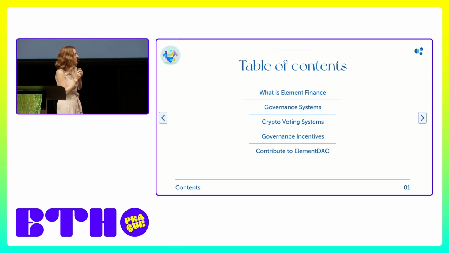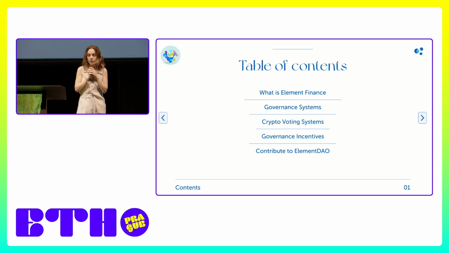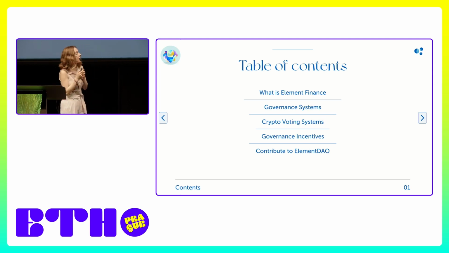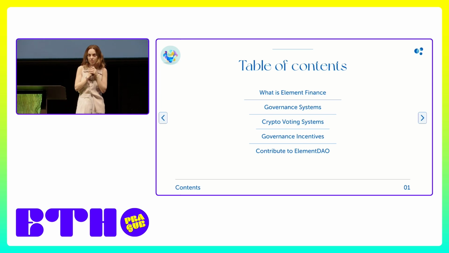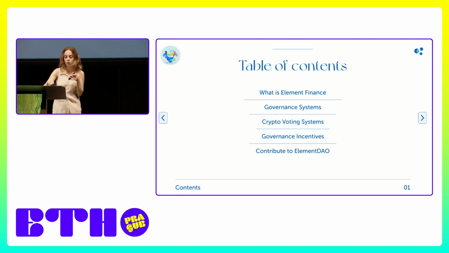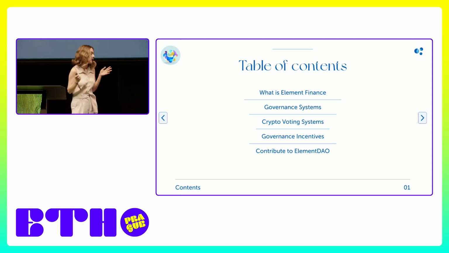Within this talk, I'm going to go into what Element Finance is, what we do and how we're relevant to this discussion, what the historical progression of governance systems in the space has been, and also what governance incentives can be in the future, because right now only 7% of people in the space vote in DAO elections. So noting this, we wanted to start a conversation about how we can better utilize governance incentives for DAO community members. And the last is how to contribute to Element and how you can reflect on this discussion for your DAO and the communities that you're also in.